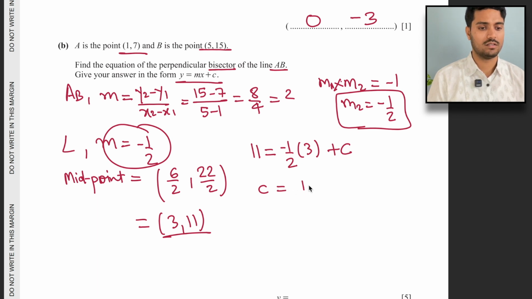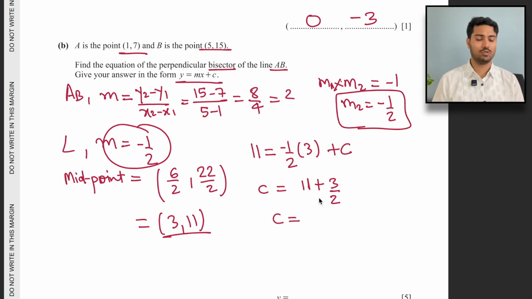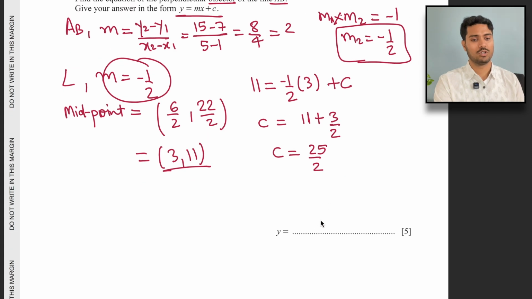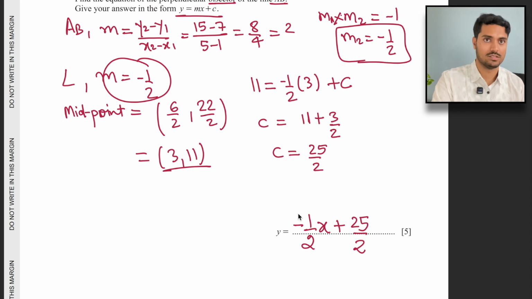So c is going to be 11 plus 3 by 2, which is 11 2s are 22 plus 3, 25 by 2. So the final equation is going to be y equals mx plus c, that is minus 1 upon 2 x plus c. C is 25 by 2, and that's the answer.